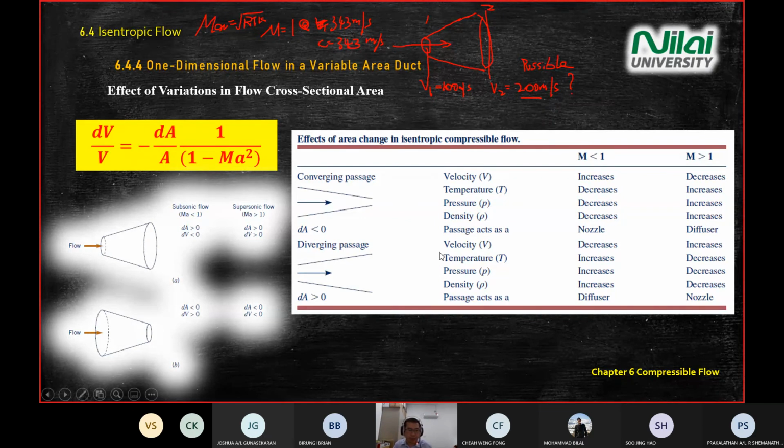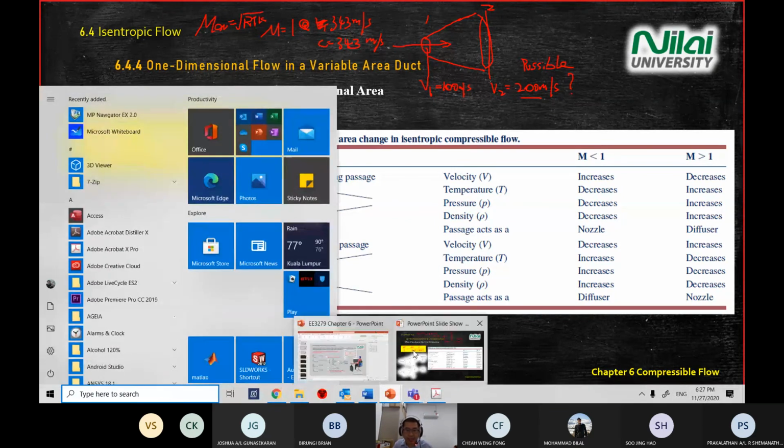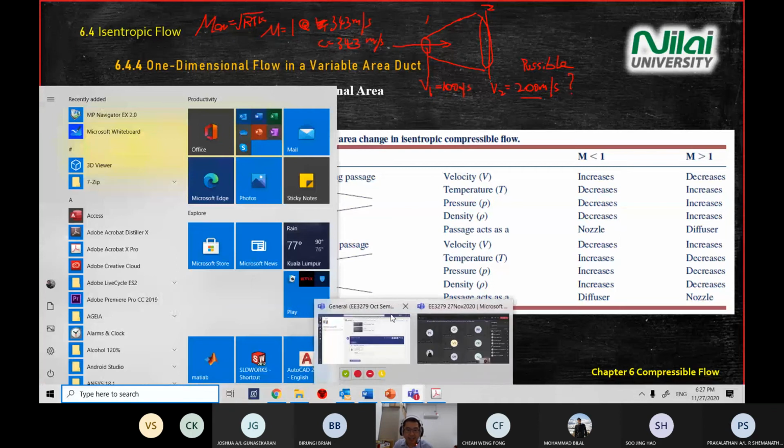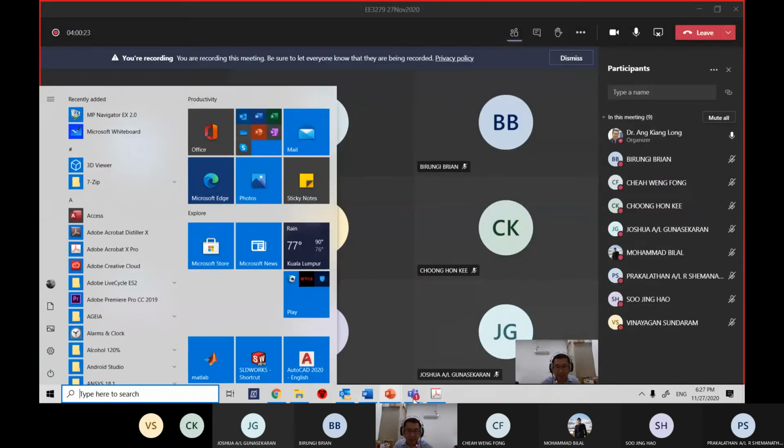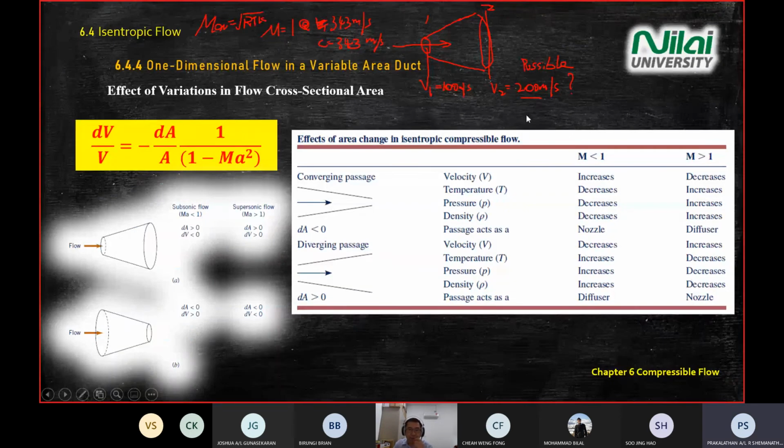Okay, I'm going to ask the questions one by one. Then we end today's lesson. Okay, I ask Praka first. Okay, Praka. Yes, sir. Is it possible to get 200 meter per second based on this table?